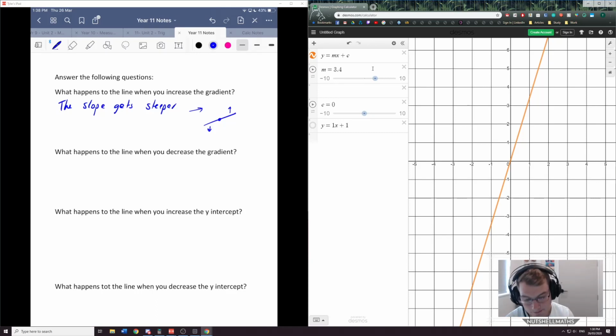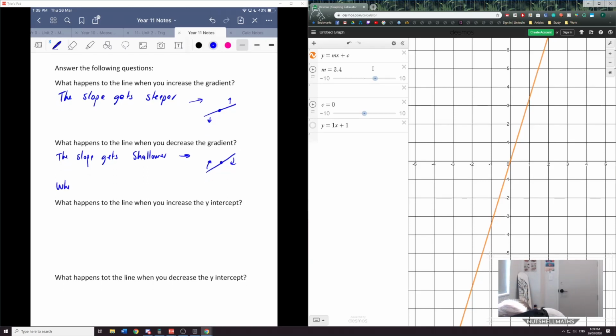When the gradient is negative, what happens to the line when you decrease the gradient? The slope gets shallower, which is the opposite of steeper, isn't it? Shallower, which looks like this. It moves in this direction. Will it look more artistic if we slightly curve them?